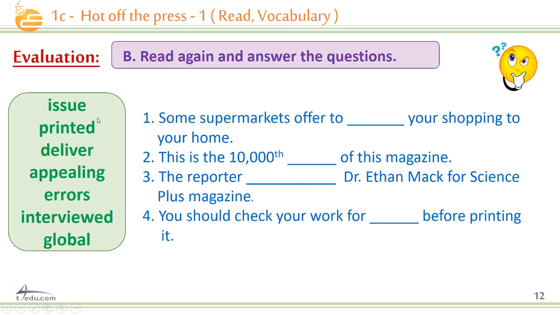We have the words issue, printed, deliver, appealing, errors, interviewed, and global. Issue is the number of copies. Printed is when you print something, you make it more of a paperwork. Yes. Deliver, you take it to the place. Appealing, attractive and nice. Errors, mistakes. Interviewed is when you have two people meeting together for some kind of work. You interview. And then we have the word global, which means more of an international thing. So let's start. Number 1.